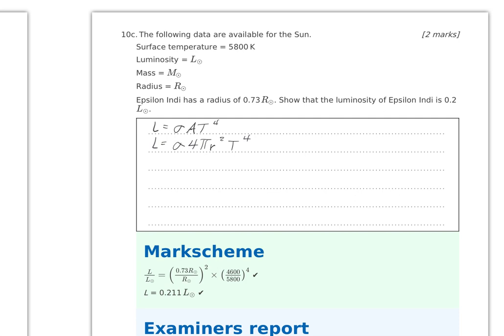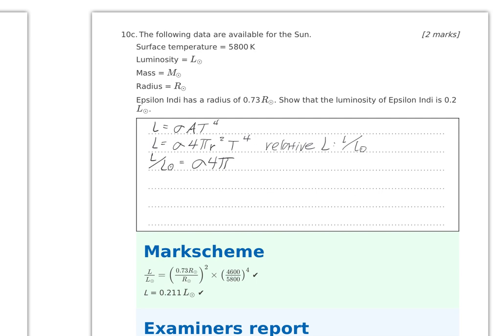So we don't actually know the radius of the sun, and it's not a constant in the data booklet. We do know that luminosity is Stefan Boltzmann, sigma A T to the 4th, and the area of a sphere is 4 pi r squared. We could go after relative luminosity, because that's what they're asking for. They're giving us the relative radius, so we can do all of these things relative, epsilon Indy relative to the sun. And so we get relative luminosity is Stefan Boltzmann times 4 pi.